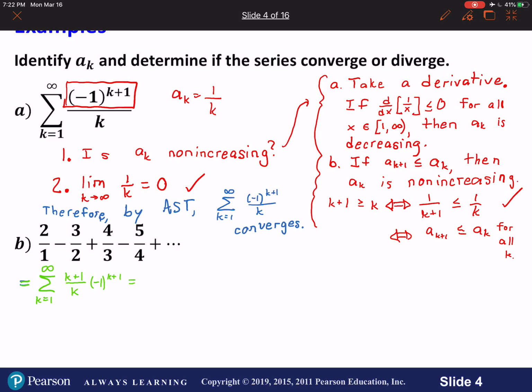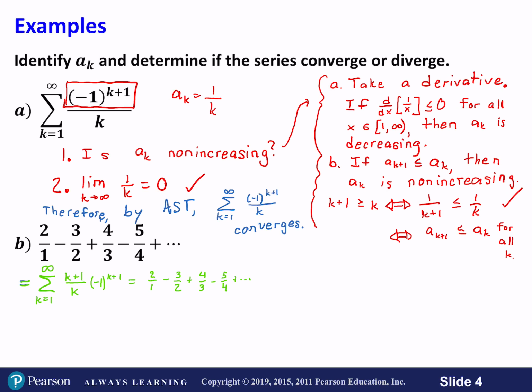And so now if we plug in k equals 1, we would get 2 over 1, minus 3 over 2, plus 4 over 3. And finally, yeah, we would keep going. And this works out, which is exactly what we want. So this is the series format for what this series looks like.